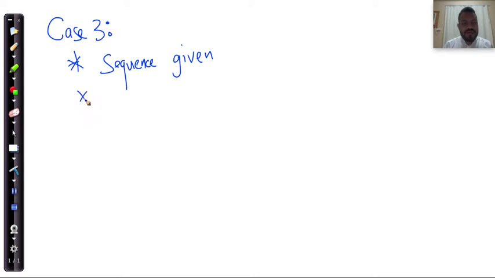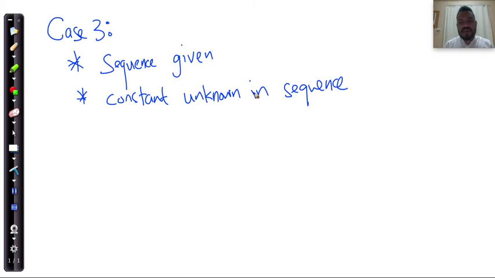However, it is given with a constant unknown in the sequence. And we're going to see an example of this in a moment. There's a constant unknown in the sequence, and this is really what a case 3 example looks like.